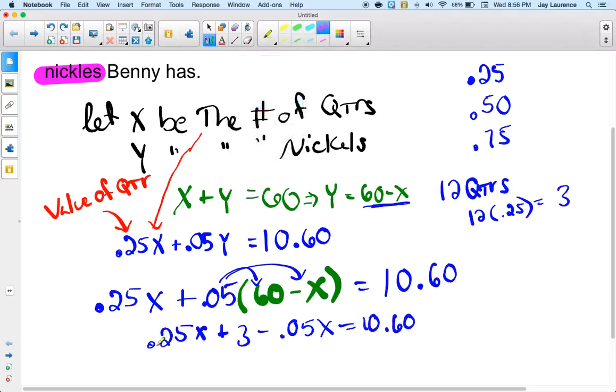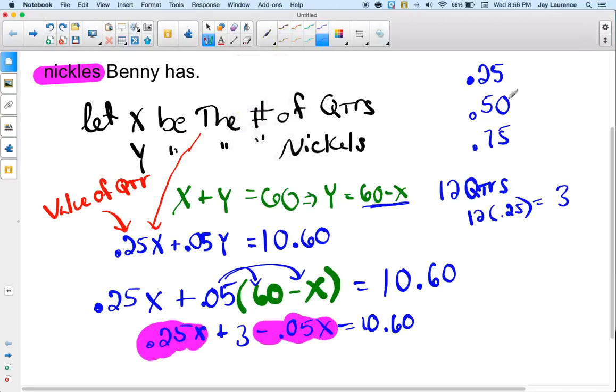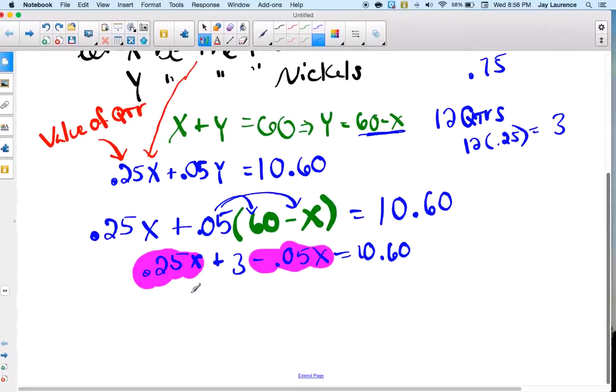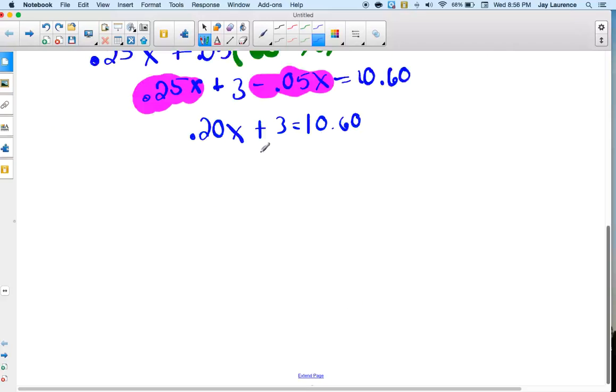Now I notice that I have some like terms, so I'm going to combine my like terms. I've got this term here and this term here. So a quarter minus a nickel would be 20 cents. 20 hundredths x plus 3, and that's going to equal $10.60. And now I'm going to subtract 3 from each side. And when I do that, I'm going to get 20 hundredths x equal to $7.60.